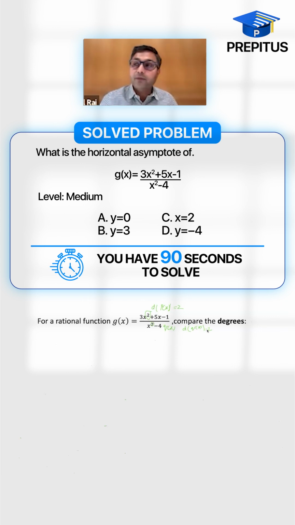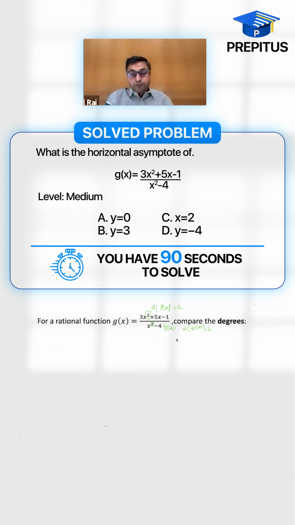So what is the degree of a polynomial? That's the highest power of x. We can see that here we have 3x squared plus 5x. The 5x could be written as x to the power 1, but that's not the highest power. The highest power is 2. That is what defines the degree of the polynomial in the numerator, and the same thing applies to the denominator. For both of these, the degree is 2.